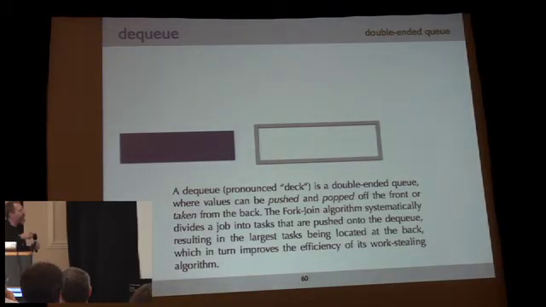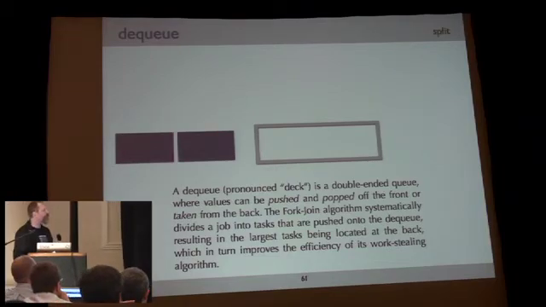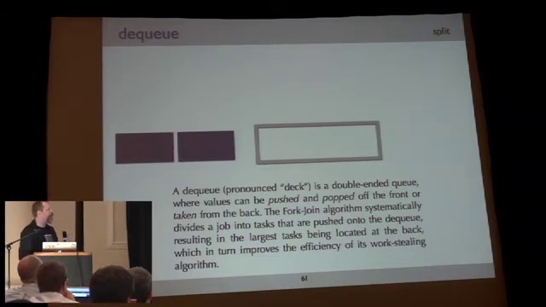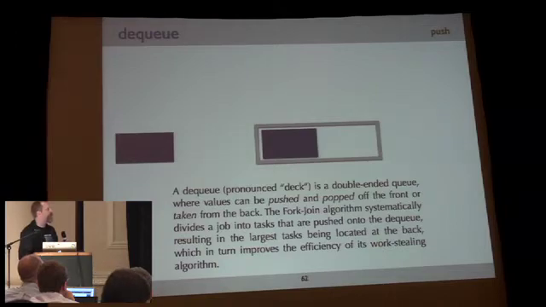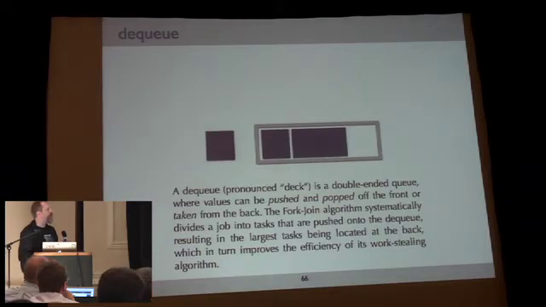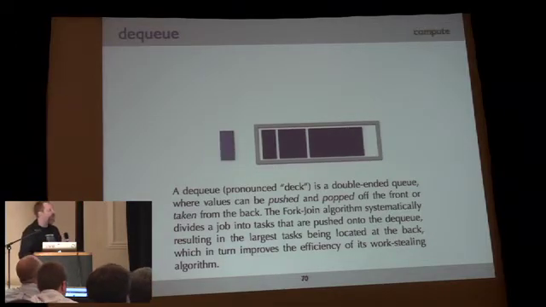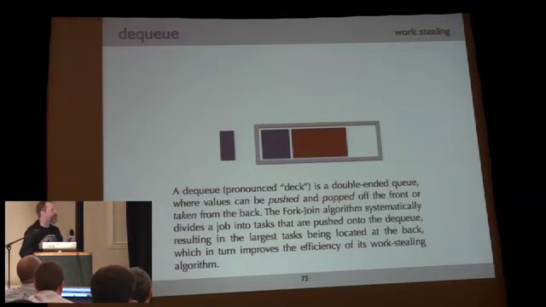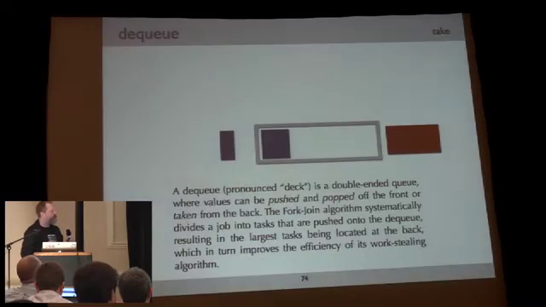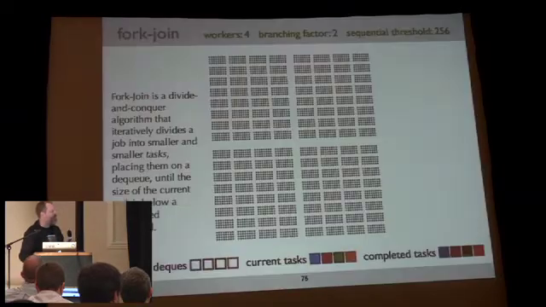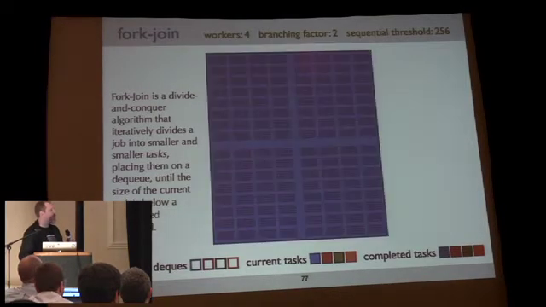Fork join iteratively breaks its task into smaller pieces. Here it is breaking a first job into a smaller task, putting half of it on the deck, and then continuing to do that. So the largest task ends up in the back, and then a job is processed, things come off the front, but the stealing or taking occurs at the back. Because the biggest chunks are at the back, it makes the work stealing algorithm more efficient. That's just an example of how decks work, because the next set will get more extensive.